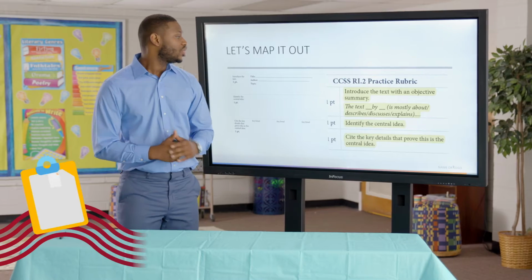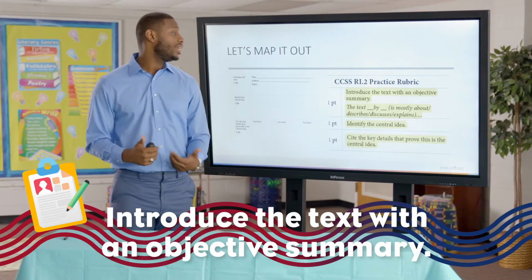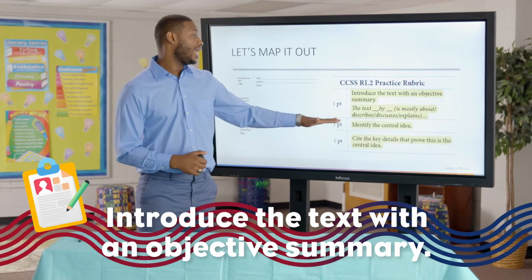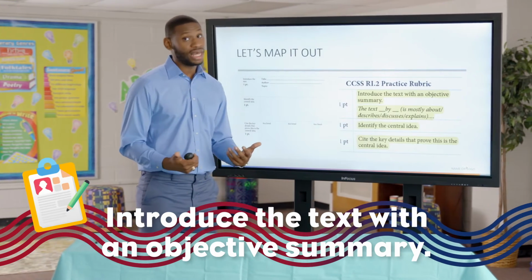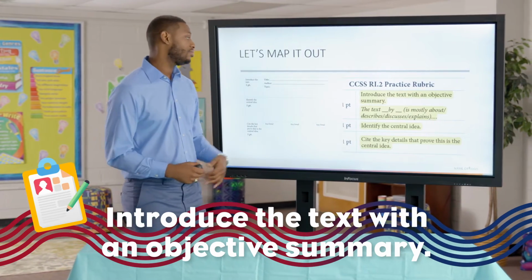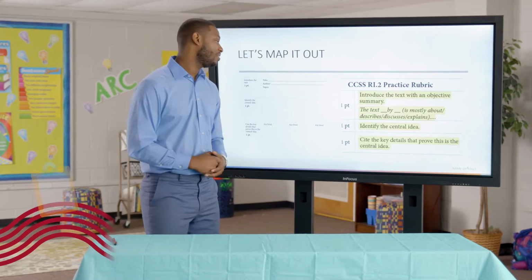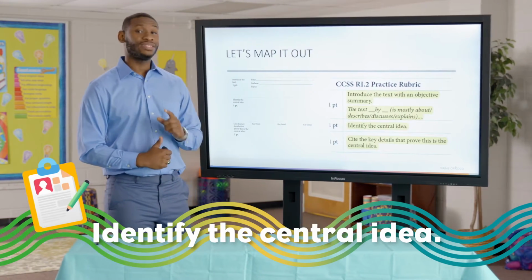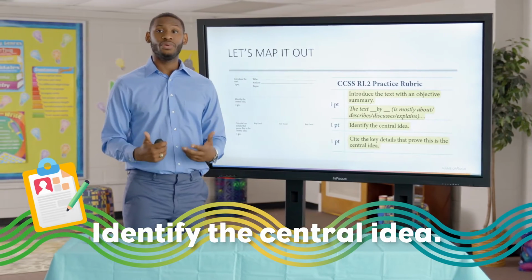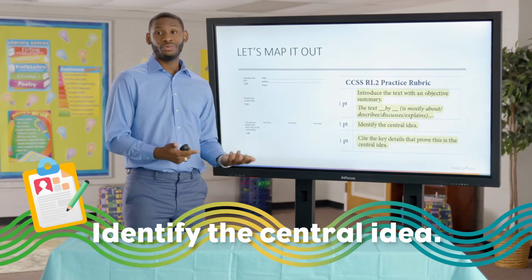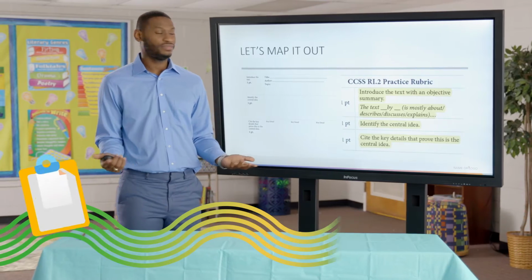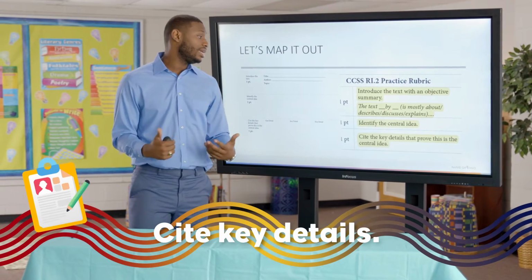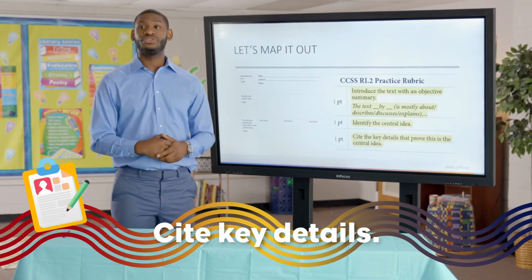So before we create our objective summary, there are a couple of rules that we need to follow. Here's a rubric that'll show you those rules, all right? So we need to introduce the text with an objective summary. Here's an example of what I'm talking about. The text blank by blank is mostly about, so forth and so on, okay? We next need to identify the central idea. Central idea is very, very important because you cannot formulate a summary if you don't know what the article is talking about. Lastly, we need to cite key details that prove this central idea.